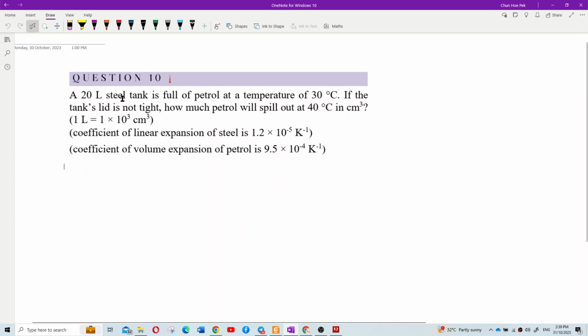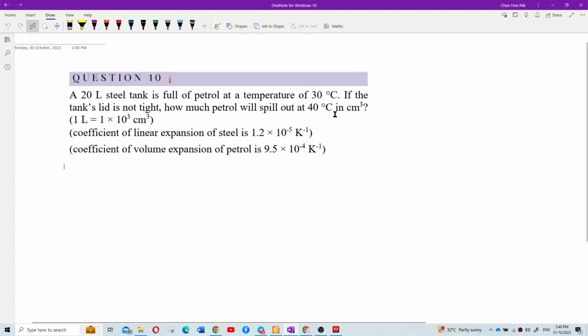A 20-liter steel tank is full of petrol at a temperature of 30 degrees Celsius. If the tank's lid is not tight, how much petrol will spill out at 40 degrees Celsius in cm cube? You understand this one? You say a steel tank is full of petrol. Now, if the lid is not tight, the petrol will spill out at higher temperature, 40 degrees Celsius. Just now it's 30 degrees Celsius. Now it's 40 degrees Celsius.